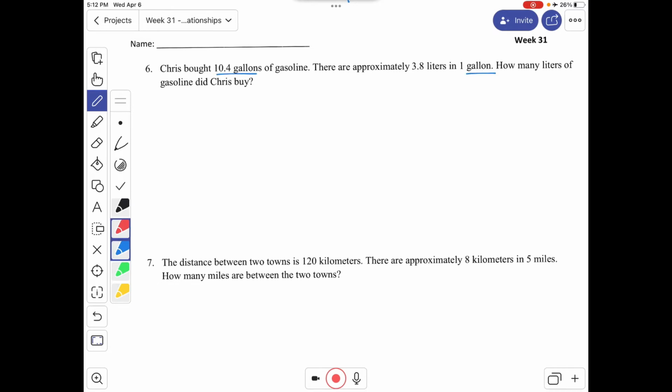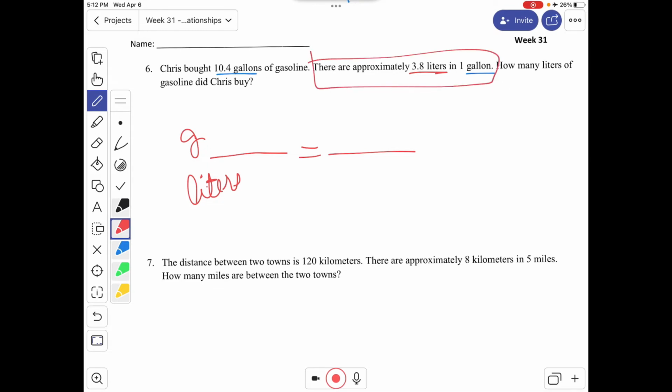3 numbers and 2 different describing words. That's a proportion. We're comparing gallons to liters. So the rate, all there together, 3.8 liters to 1 gallon. And we're trying to figure out for 10.4 gallons. This time there is a relationship.